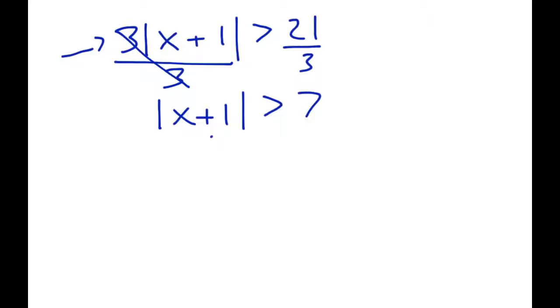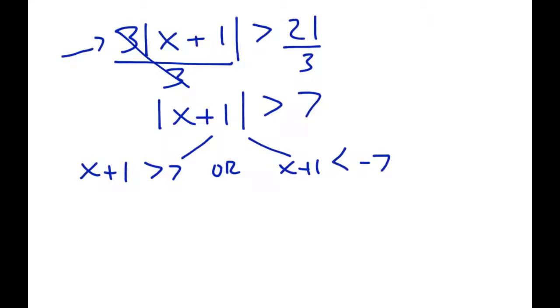Alright, now I can break this up into two parts. X plus 1 is greater than 7. Greater, or problem. X plus 1, I make it negative 7, and I change the symbol to less than. Subtract 1 on both sides. X is greater than 6, or subtract 1 on both sides. X is less than negative 8.